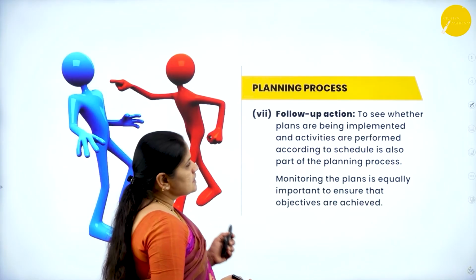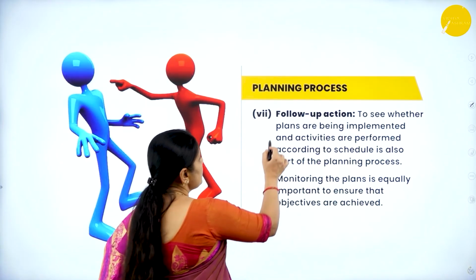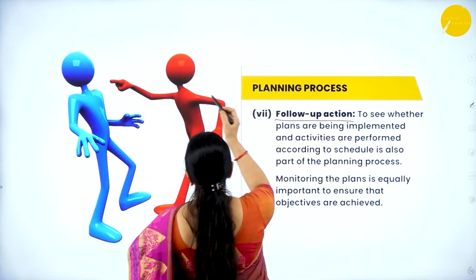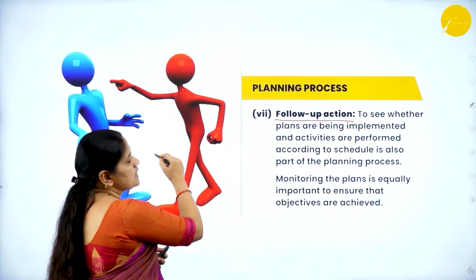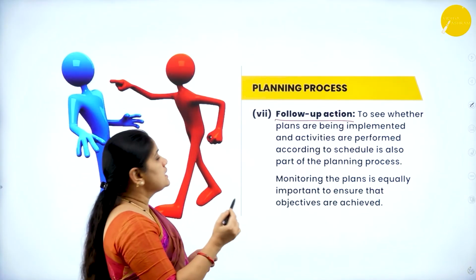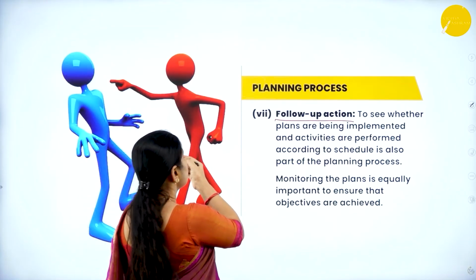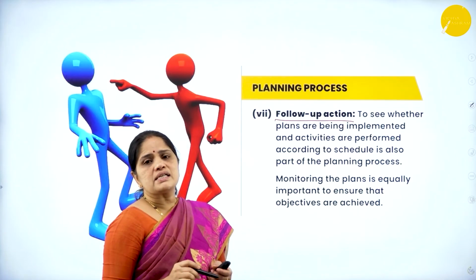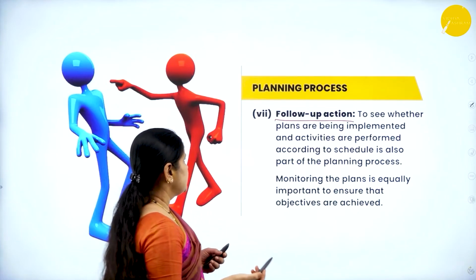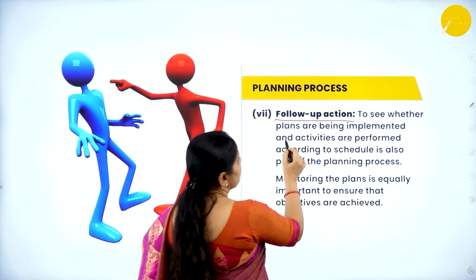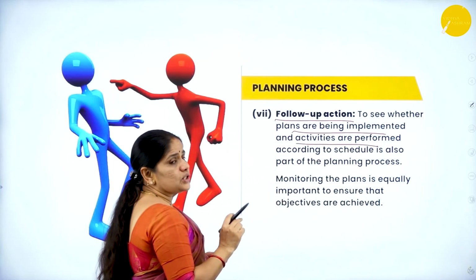Then the last step in the planning process is follow-up action. So what is this follow-up action? You can see this person is pointing fingers at somebody. He is saying, I told you to do this, but did you do it? That is what he is trying to tell that other person, the foreman or the supervisor, who is pointing fingers at the worker. What was your target and what did you not achieve? Follow-up action is to see whether plans are being implemented and activities are performed according to the schedule.